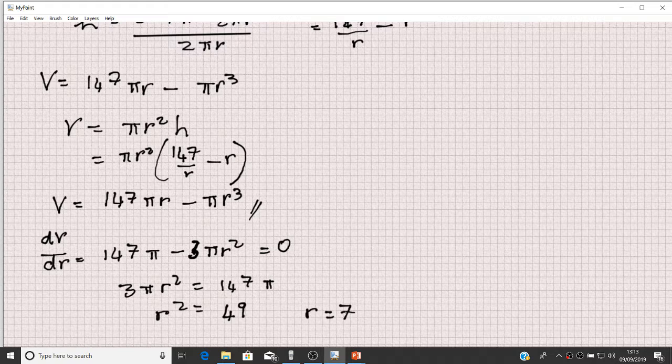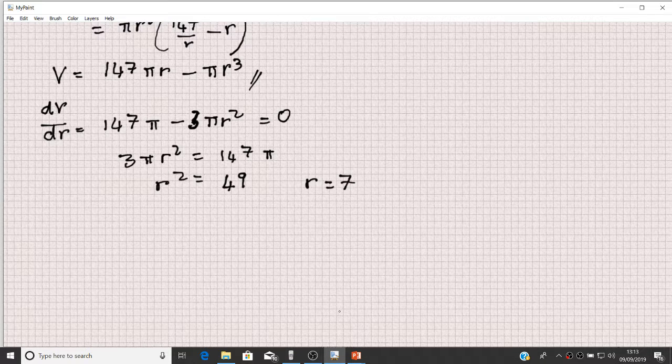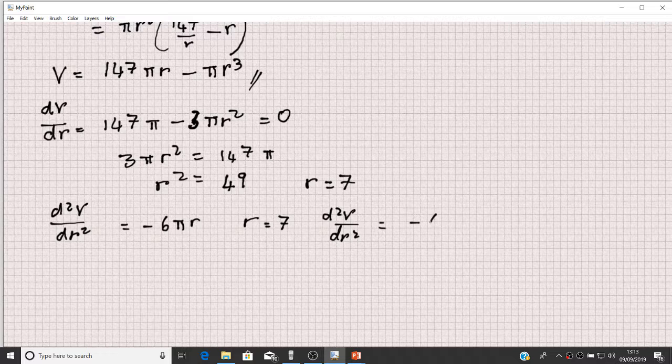Now we need to show that this is in fact giving us the maximum volume. To do that, I'll get the second derivative, d2V/dr squared, and that gives me negative 6 pi r. It is a negative quantity, but let's sub in r equals 7 just to conclude. With r equals 7, the second derivative d2V/dr squared is in fact negative 42 pi. This is less than 0, therefore we have a maximum.